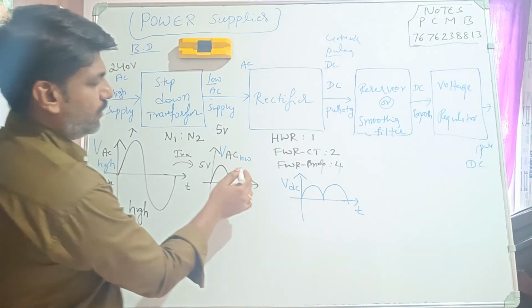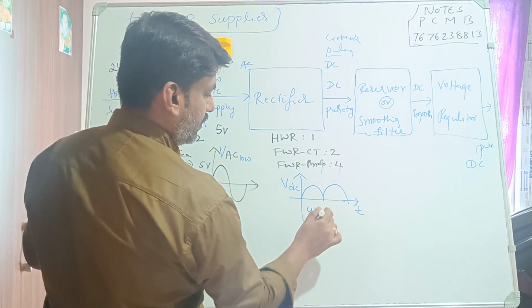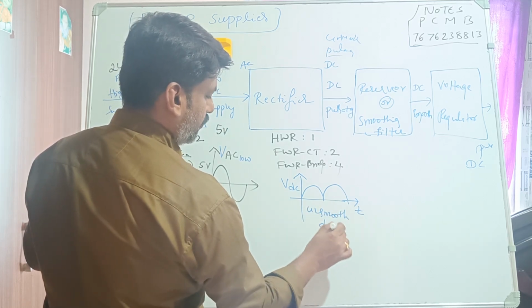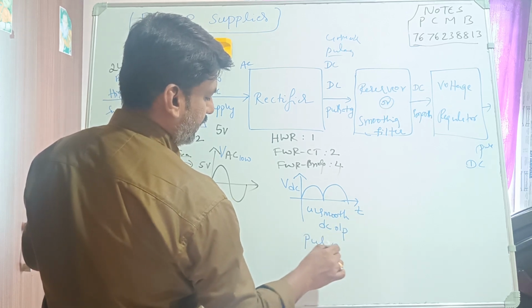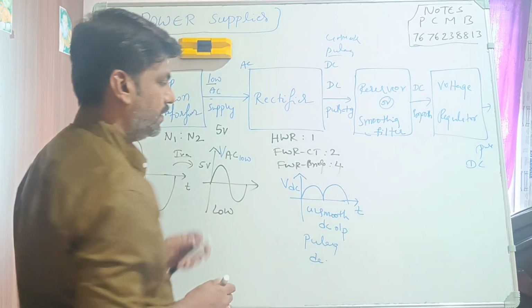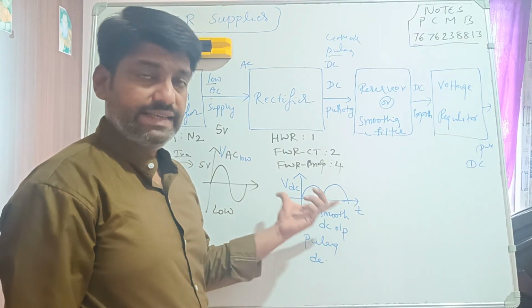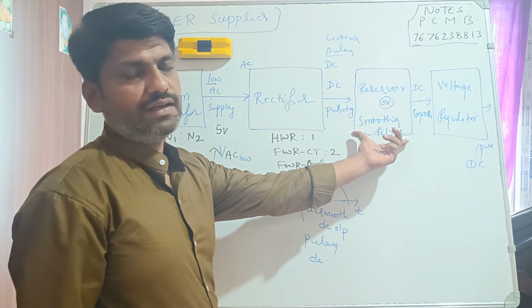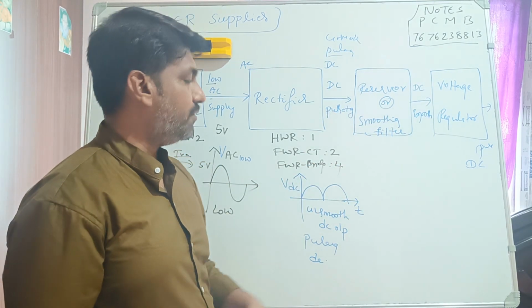VAC high to VAC low, VAC low to VDC, right? And this is what we'll call unsmooth DC output, or we can call it pulsating DC, right? Now, since this is not the exact form of a DC, we will again pass this to the smoothing filters or filter circuits or smoothing circuits, or we'll call them reservoirs, right?